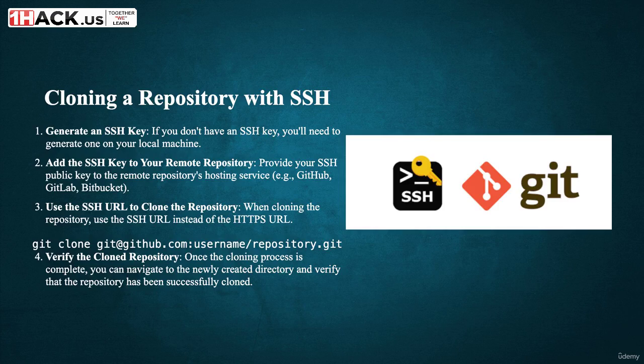After setting up the SSH key, you can use the SSH URL to clone the repository instead of the HTTPS URL. The command git clone git@github.com:username/repository.git will clone the repository using the SSH protocol. Cloning a repository with SSH provides several benefits, including increased security and the ability to avoid entering your username and password every time you interact with the remote repository.